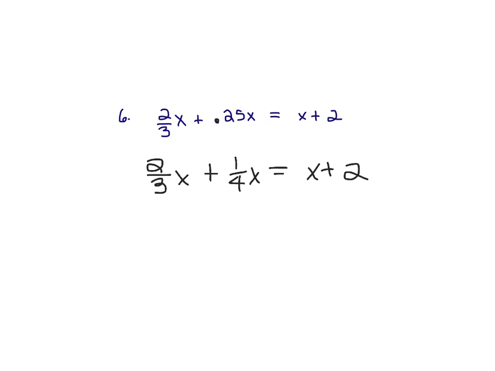Now, I need to find a common denominator. What's it going to be? 12. So I'm going to multiply the whole thing by 12. So my first fraction, when I do 12 times 2/3, that's going to give me 8x. When I do the 12 times 1/4, that's going to give me 3x.